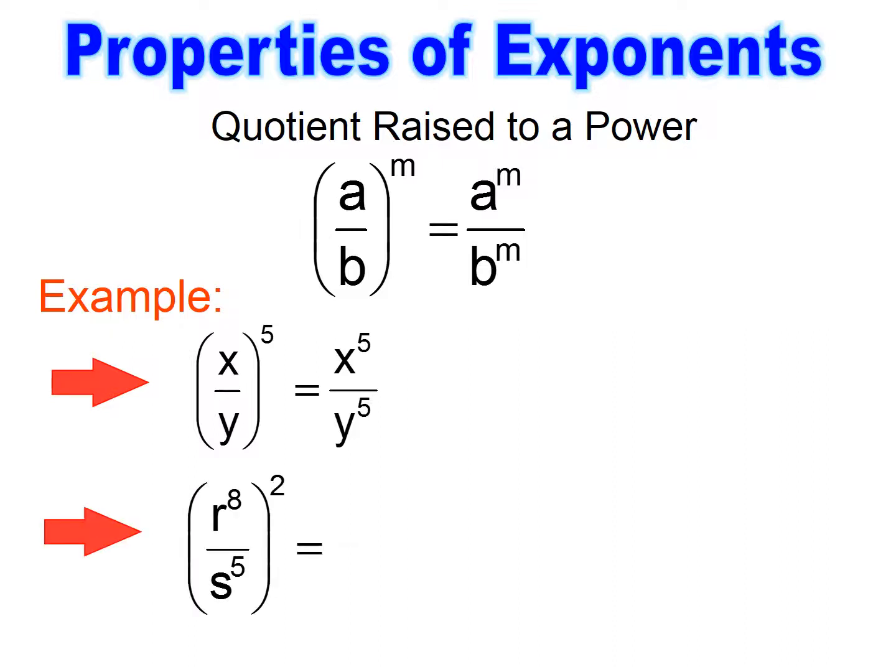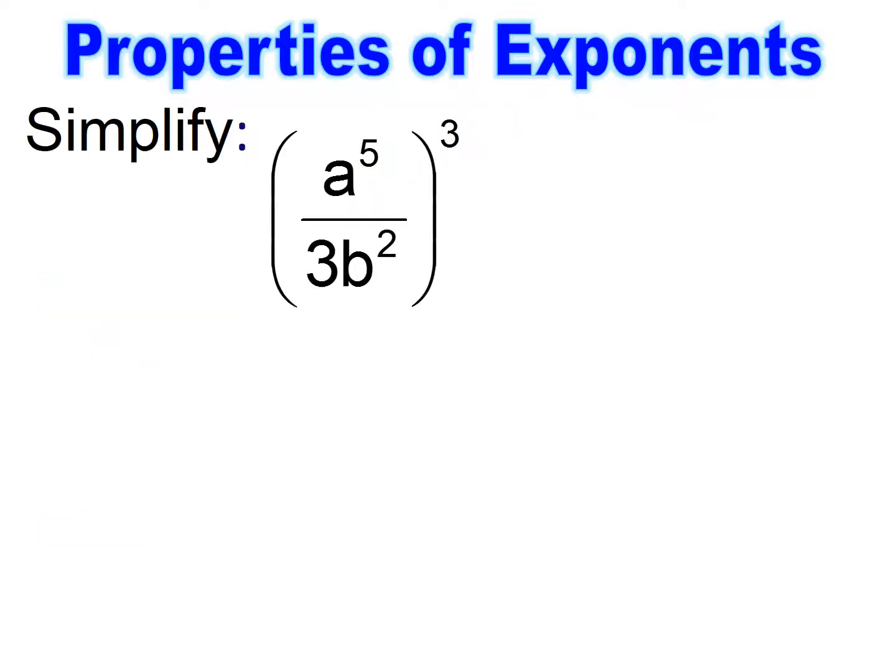So this is also the combination of a quantity raised to a power and the power to a power. So you're taking that power on the outside and giving it to everything inside, and when they have powers inside, you need to multiply the powers together. So in this example, we end up getting r to the 16th over s to the 10th. Pause and try.